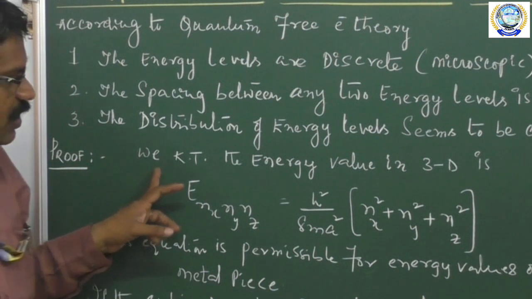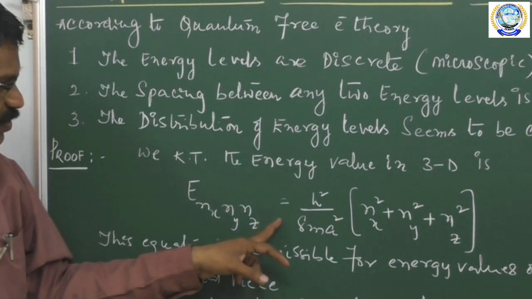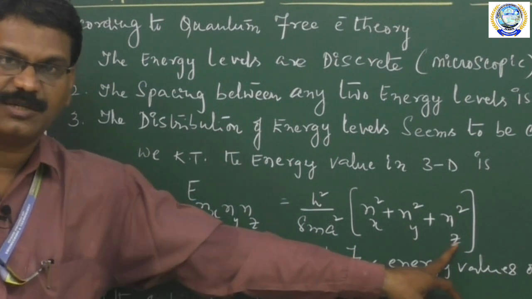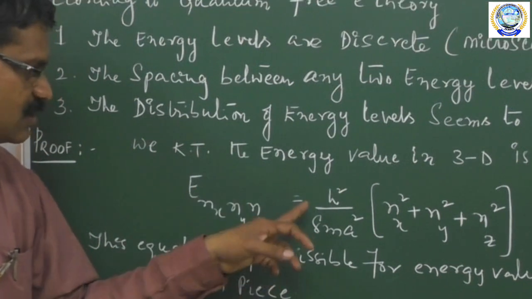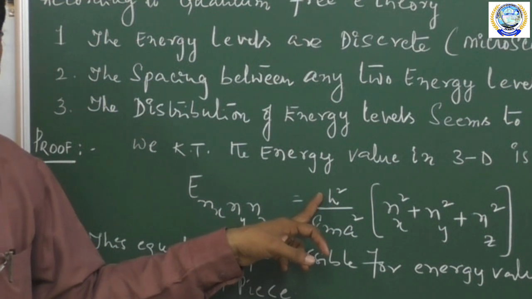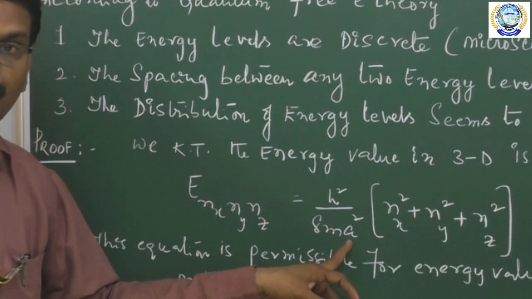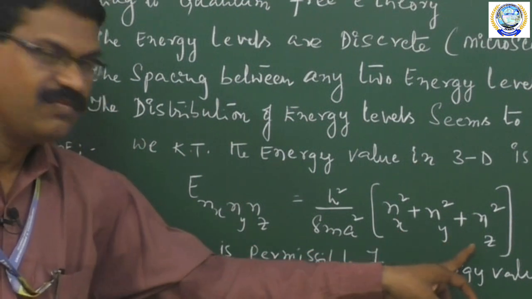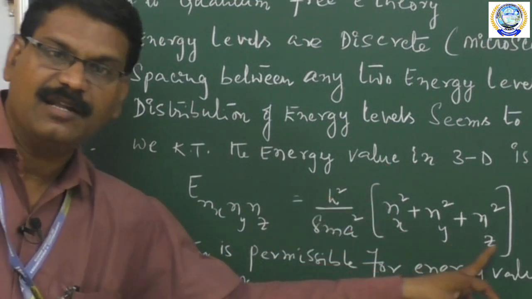Let us see now. We know that the energy value in three dimensions is represented as E(nx, ny, nz) equal to h square by 8ma square into (nx square plus ny square plus nz square). Here, h is called Planck's constant, around 6.623 into 10 power minus 34 joule seconds. m is the mass of the electron, and a is the side of the cube. nx, ny, nz are the numbers of energy levels with respect to the three-dimensional axes x, y and z.